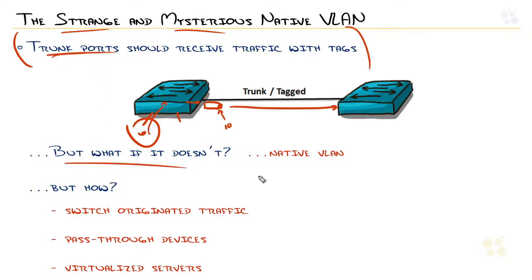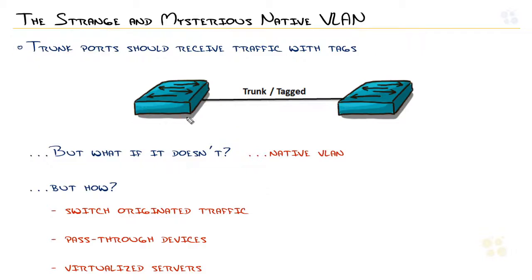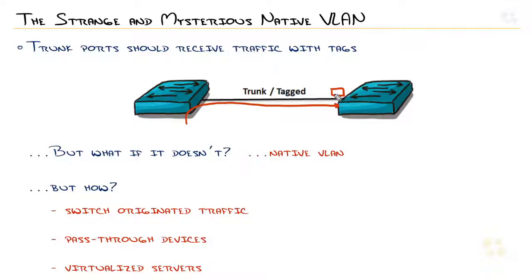But what if it doesn't? What if I have traffic going across to the other side and it gets there and it doesn't have a tag? Then what do I do? And I know where your mind goes: why would that happen? That's where it gets hard. There are all these weird situations. So first off, let me give you the easy ones. This is why that could happen.